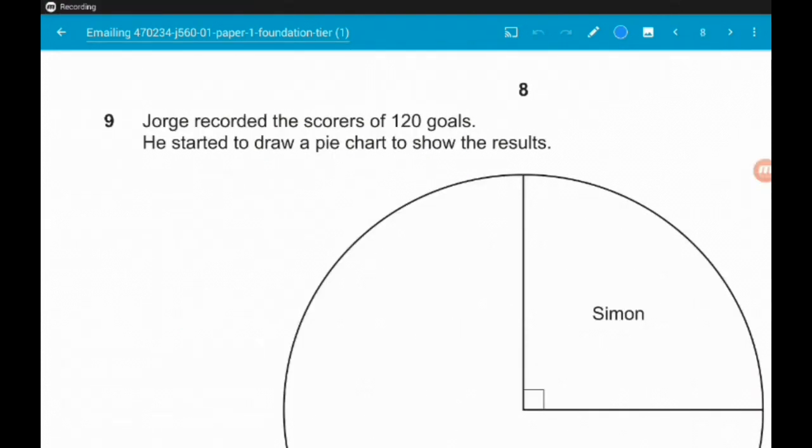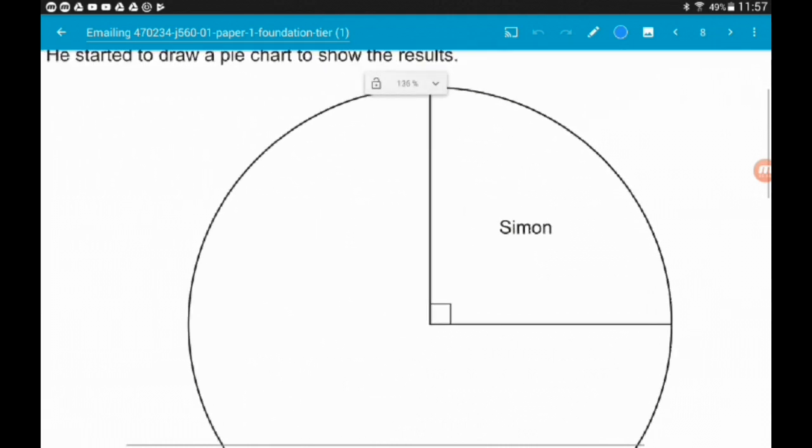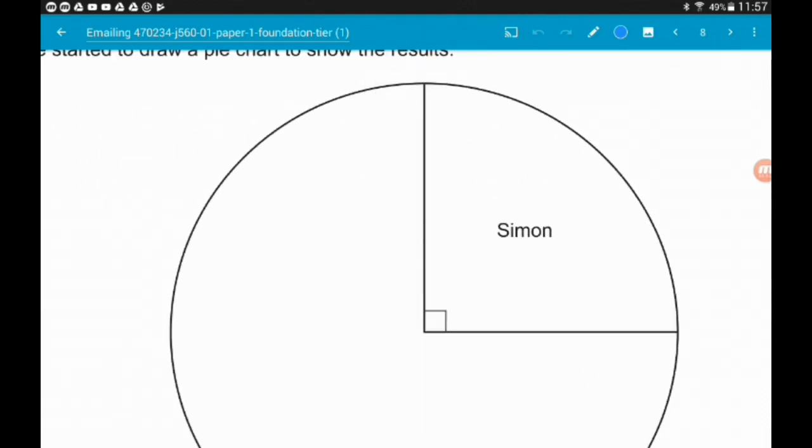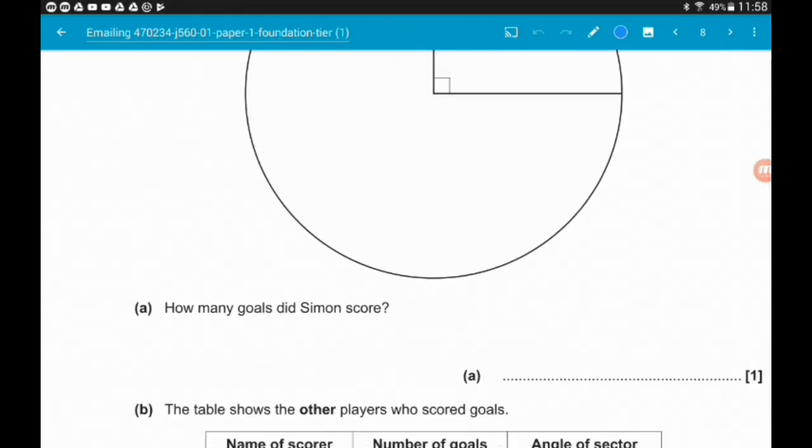Question 9, so George records the scorers of 120 goals scored. He started to draw a pie chart. So we've got Simon here, who has 1/4 of the pie chart. Part A asks us, how many goals did Simon score? So that is 120 divided by 4, which gives us 30. So Simon scored 30 goals.